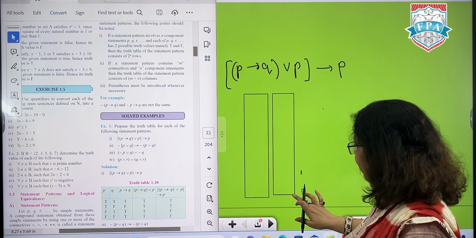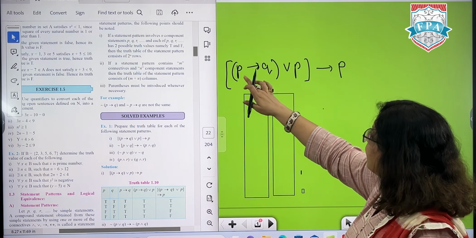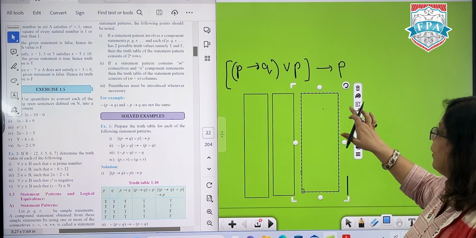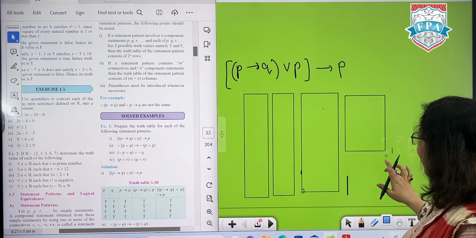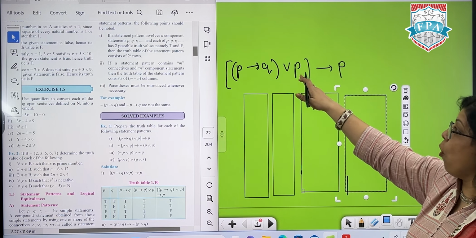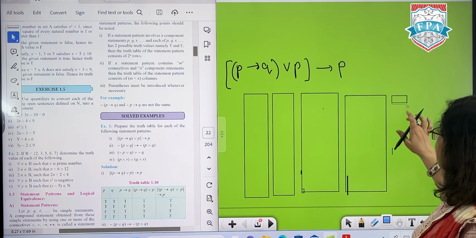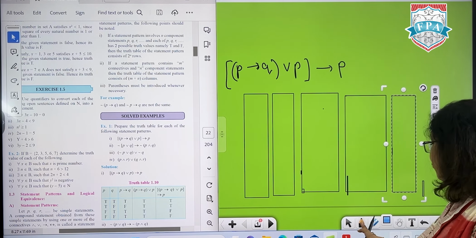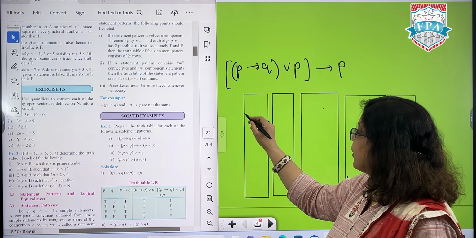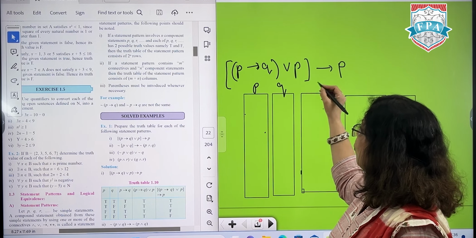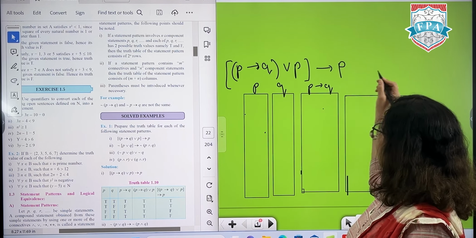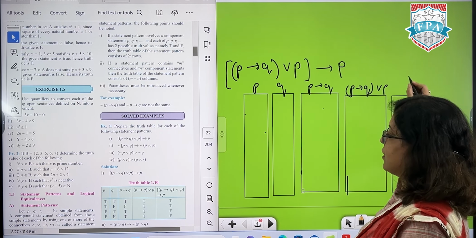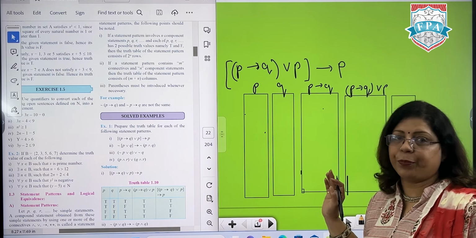सेकंड कॉलम आएगा फॉर Q, थर्ड हम ले रहे हैं अब यहाँ पे P to Q, फोर्थ कॉलम वी आर टेकिंग फॉर P to Q or P, and last column will be as the final answer. Okay, every column will have fixed values now. Ab again, as I said, there is a fixed pattern for P, for Q. This is P to Q. Then we are having P to Q or P, and then the final statement, which is your logical final answer.